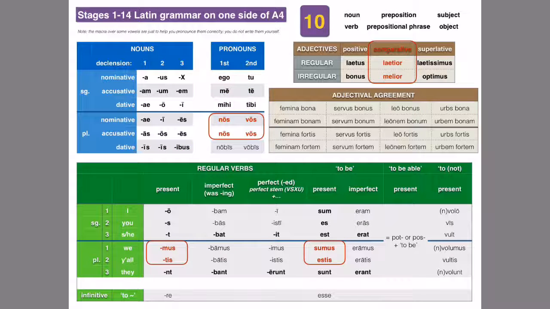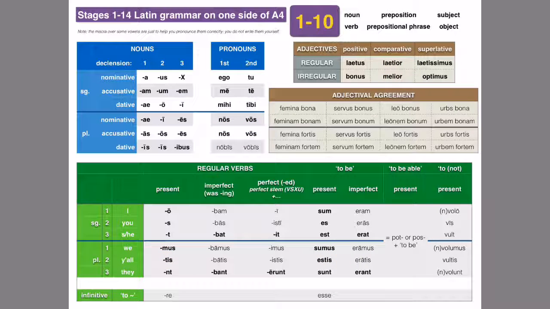In 10, we do two things. We fill out completely the person, so we do the we and the you plural, or the y'all endings there, and the same for the verb to be, and we learn their pronouns. But we also learn the comparative adjective, the happier and better, the more good, more happy form of adjectives. And that's 1 to 10 as a summary.